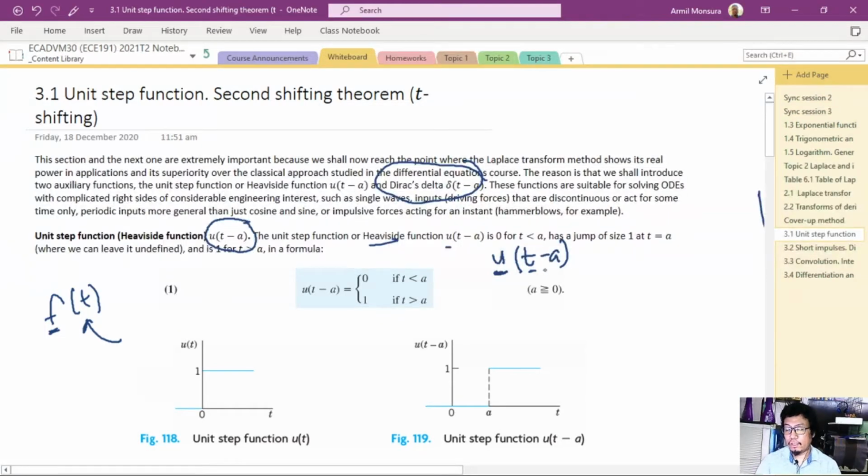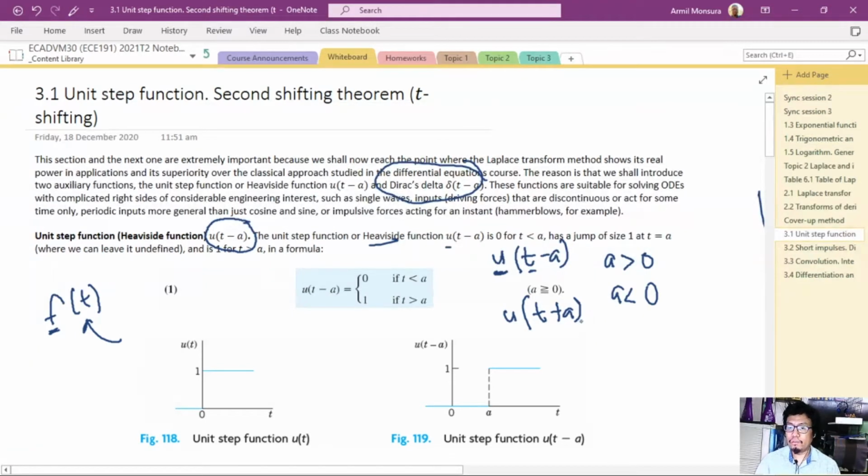So, in a general form, if a is a positive number, meaning you're subtracting from t, your function shifts to the right. While if a is negative, essentially making this u of t plus a, your function shifts to the left.